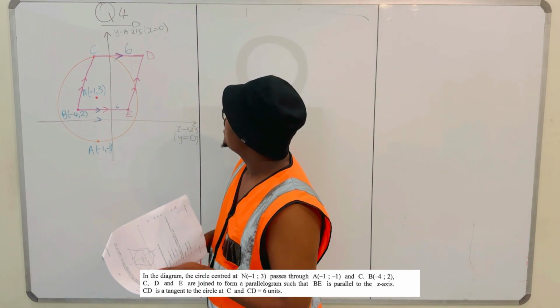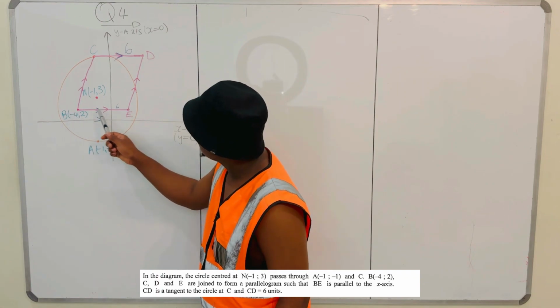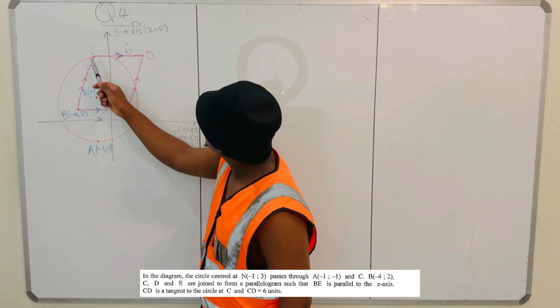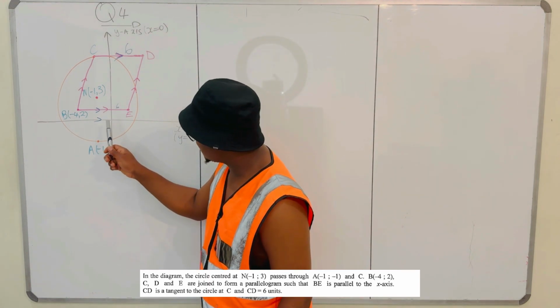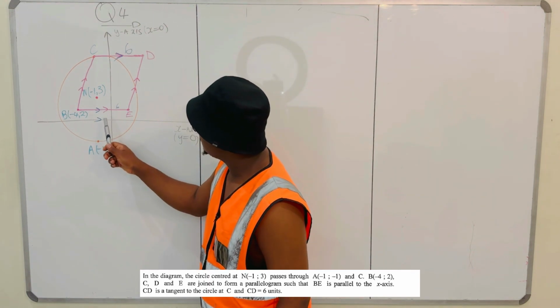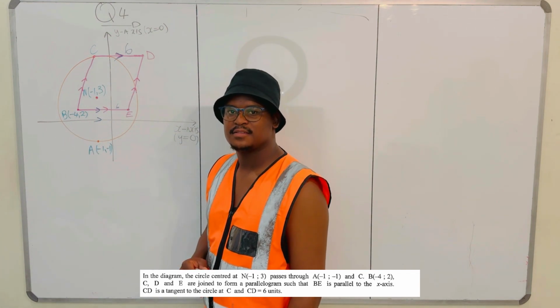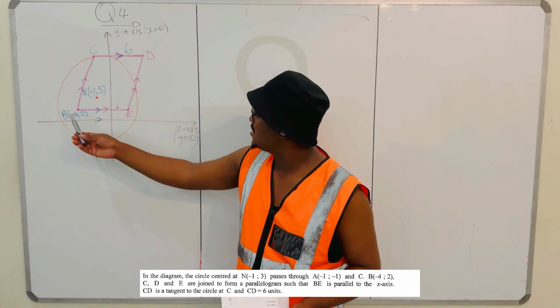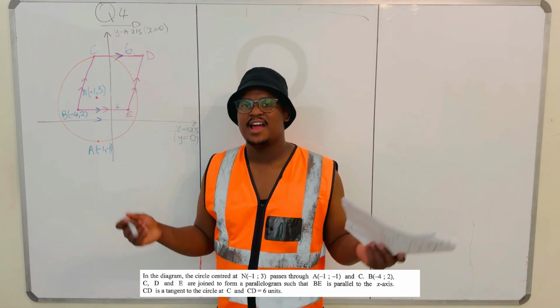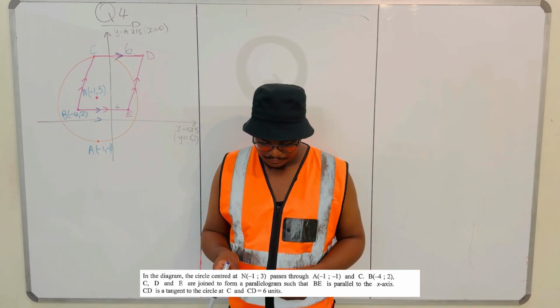And then they also say that this side BE here is parallel to the x-axis. What that automatically means, by the transitivity property, is that this one is also parallel to the x-axis. No problem. I think we're done. And these two sides, BE and CD, have lengths of 6 units. I'm happy with that.